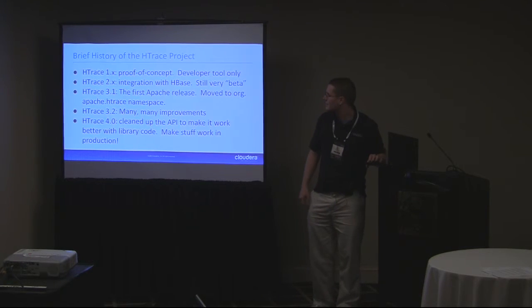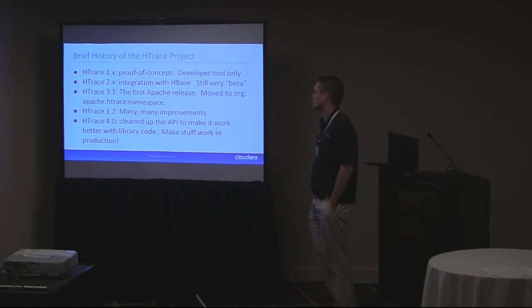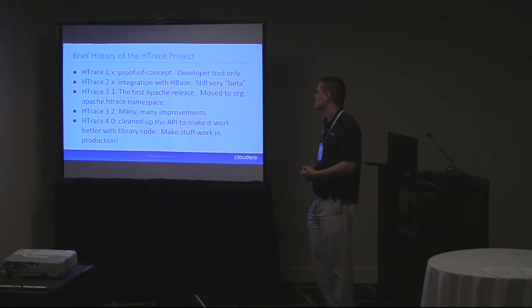But, so a brief history. HTrace has been around for a while, and it has a really high version number, but a lot of these earlier releases were proof of concepts. So we also bumped the version number when we moved to Apache, because we wanted to sort of cleanly delineate the Apache releases from the earlier GitHub releases.